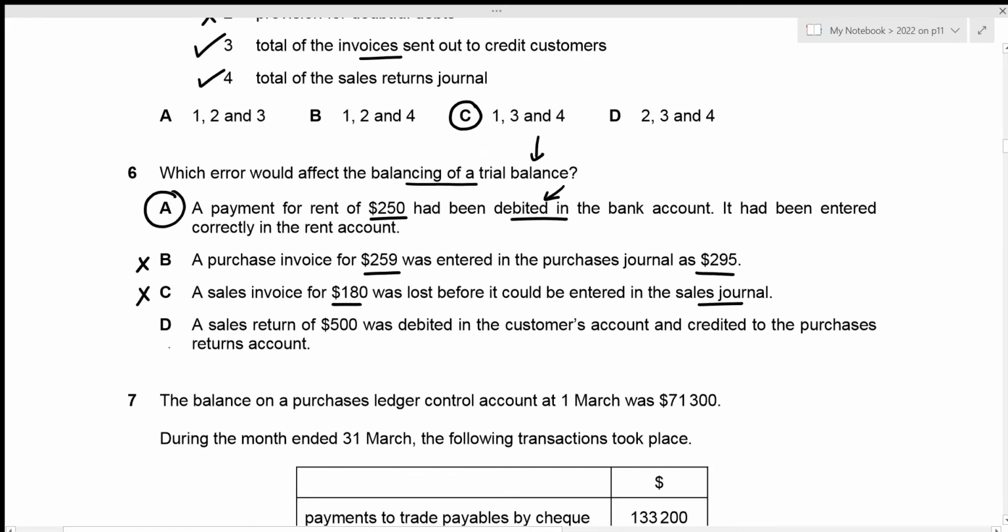And the fourth one is a sales return of 500 was debited in the customer's account and credited to the purchases returns account. We're talking about a sales return, but we recorded the entry as the purchases returns account. And as the purchases returns account, this entry seems correct, right? So this error will not be reflected by a trial balance. So this is again incorrect. This concludes the sixth question. We can now move towards the seventh one.